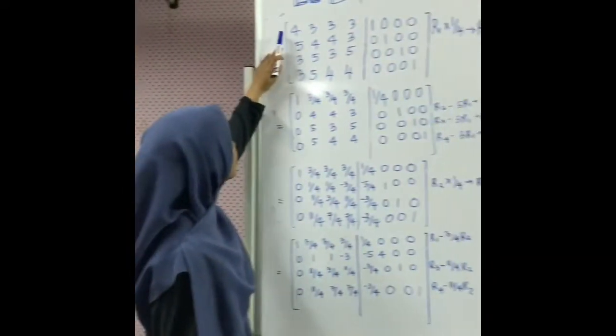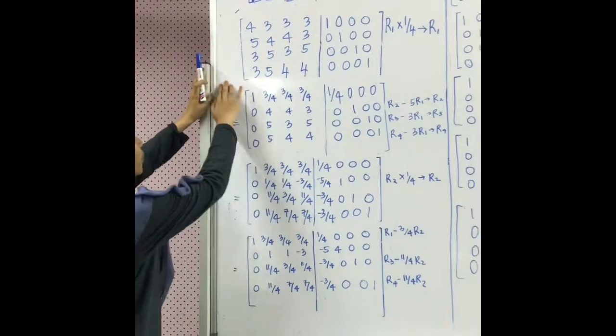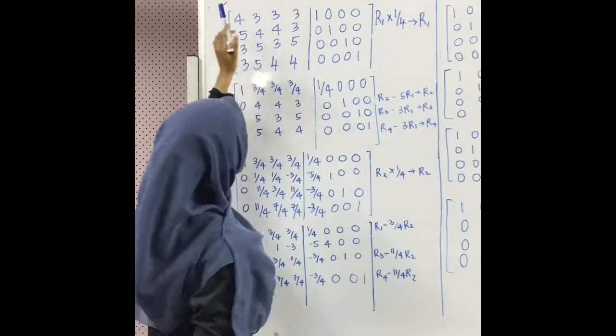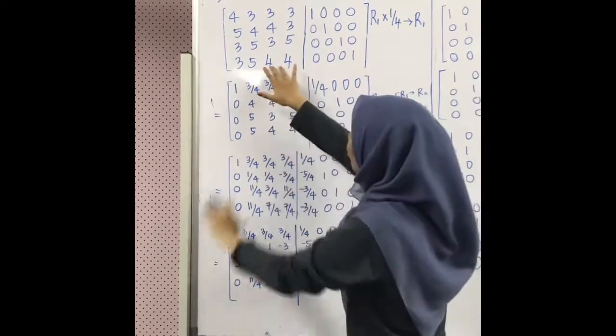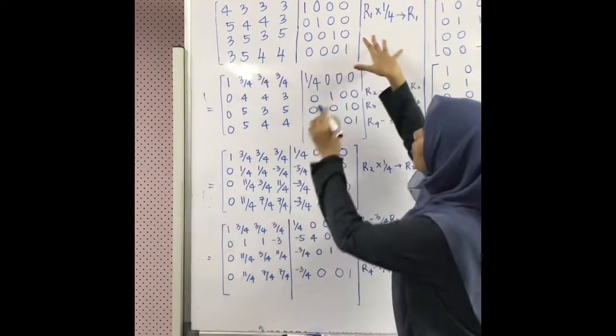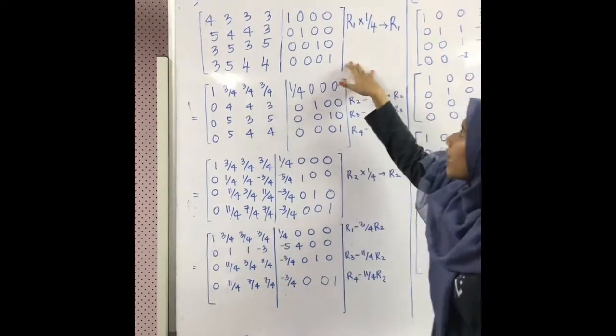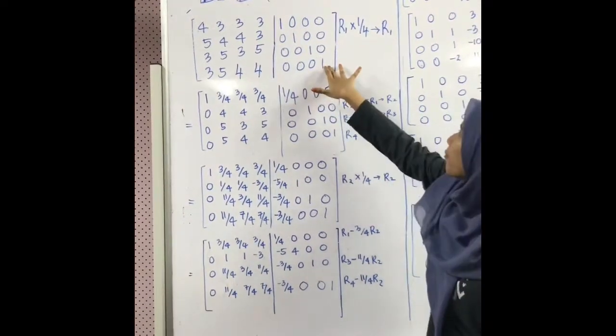This one is the matrix of K3. So we will find the inverse of K3 by using the ARO method. First of all, the original matrix will be multiplied with the identity matrix, which is this one, as you can see.